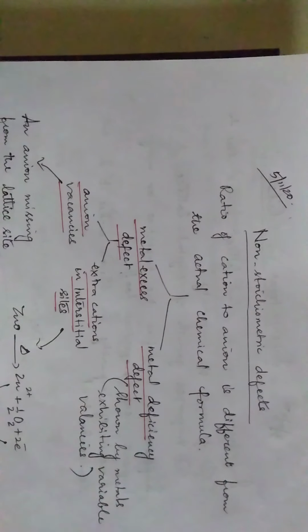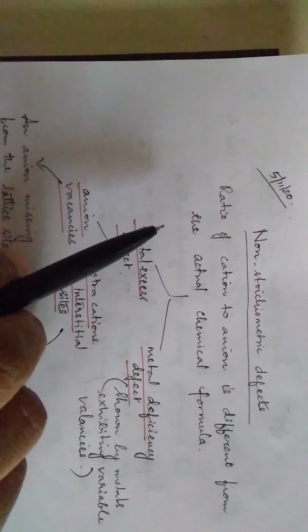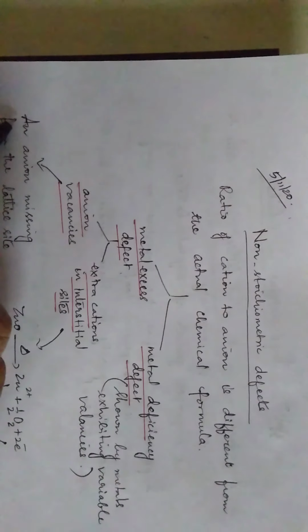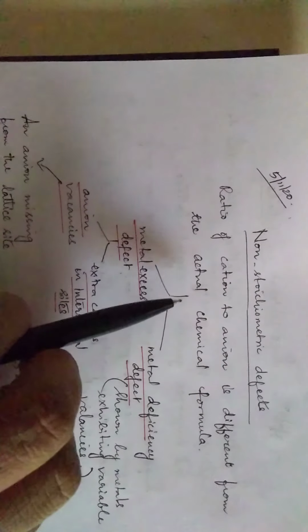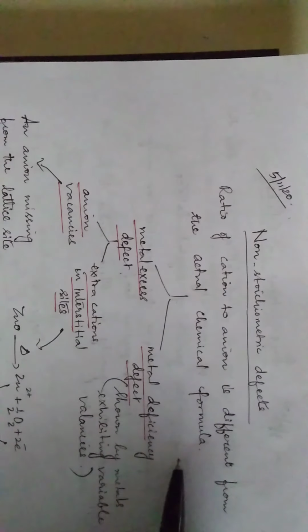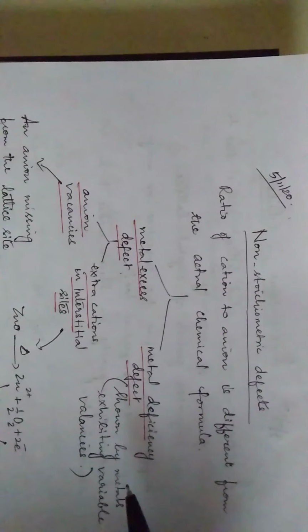Now, what is a non-stoichiometric defect? It is where the ratio of cation to anion is different from the actual chemical formula, right? So this is what is found in non-stoichiometric defects. Now this is of two types. I already told you briefly: metal excess defect and metal deficiency defect, right?